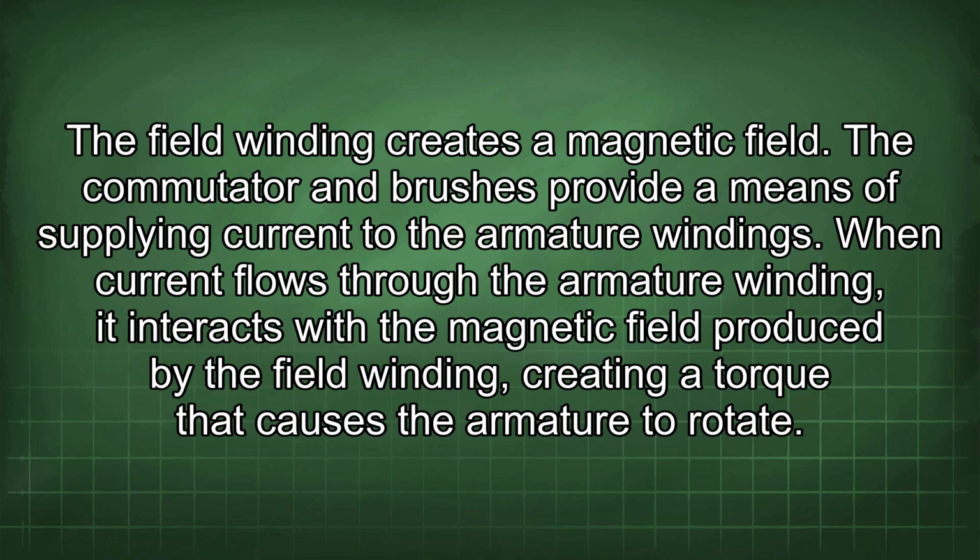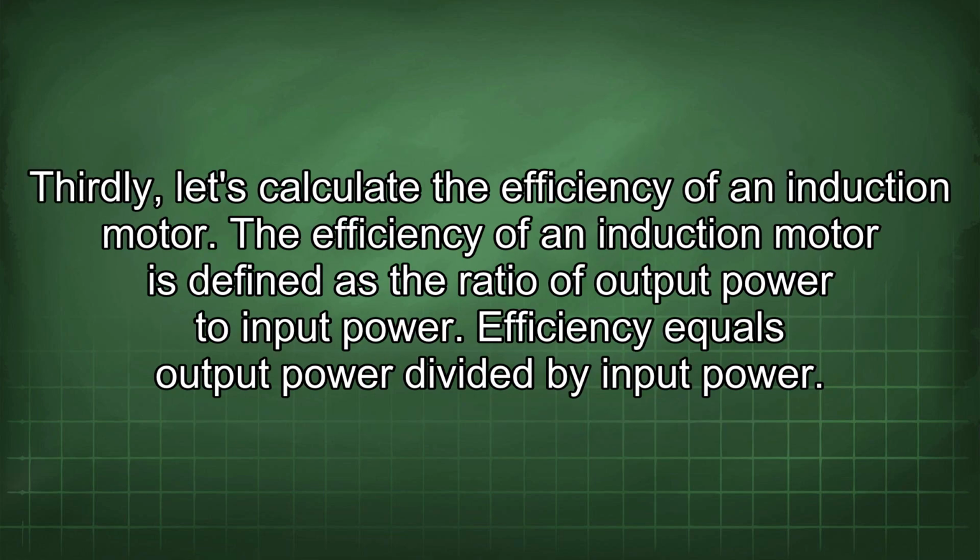When current flows through the armature winding, it interacts with the magnetic field produced by the field winding, creating a torque that causes the armature to rotate. Thirdly, let's calculate the efficiency of an induction motor. The efficiency of an induction motor is defined as the ratio of output power to input power. Efficiency equals output power divided by input power.